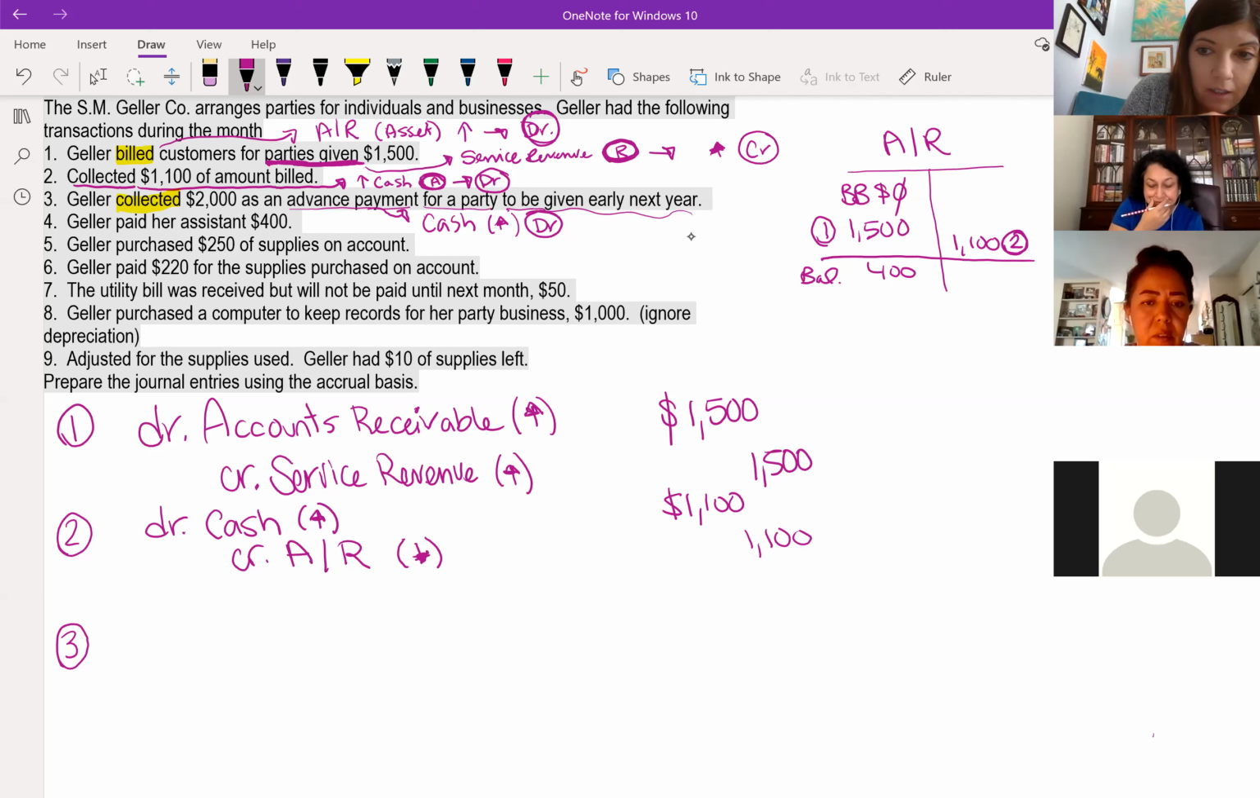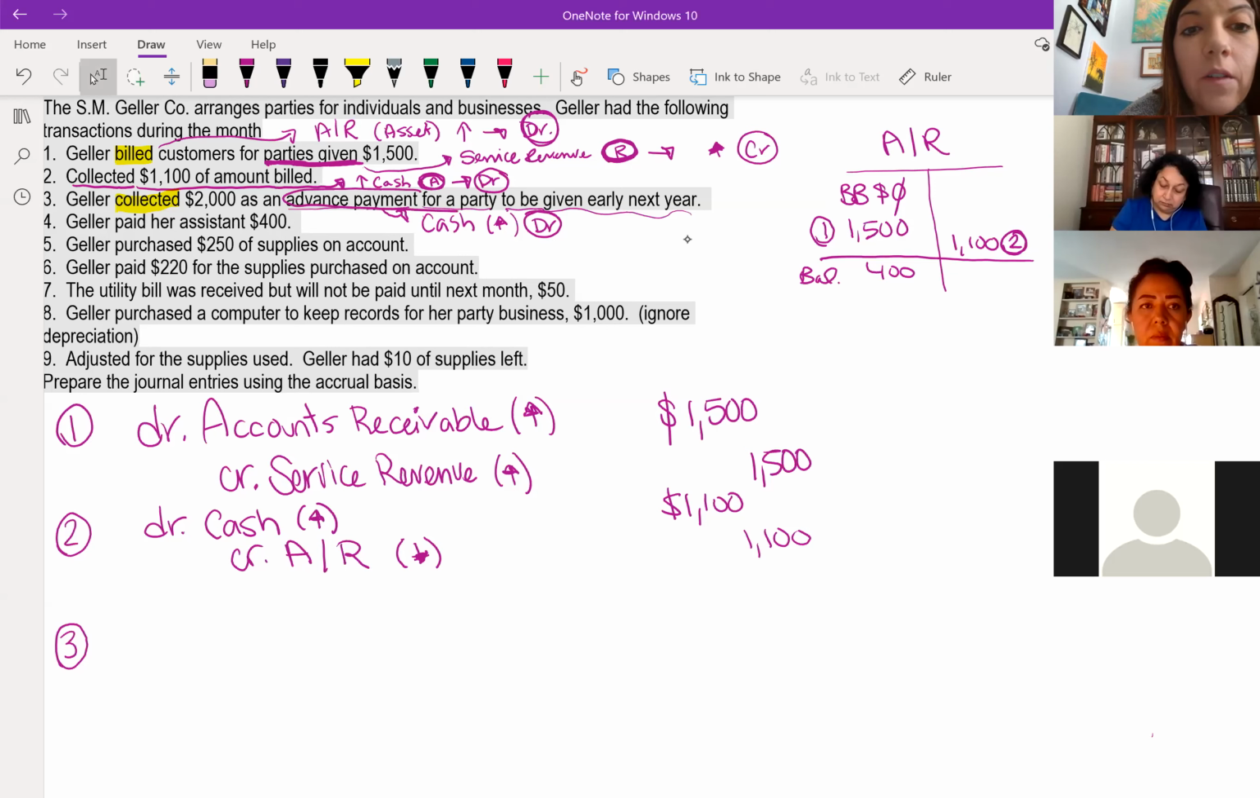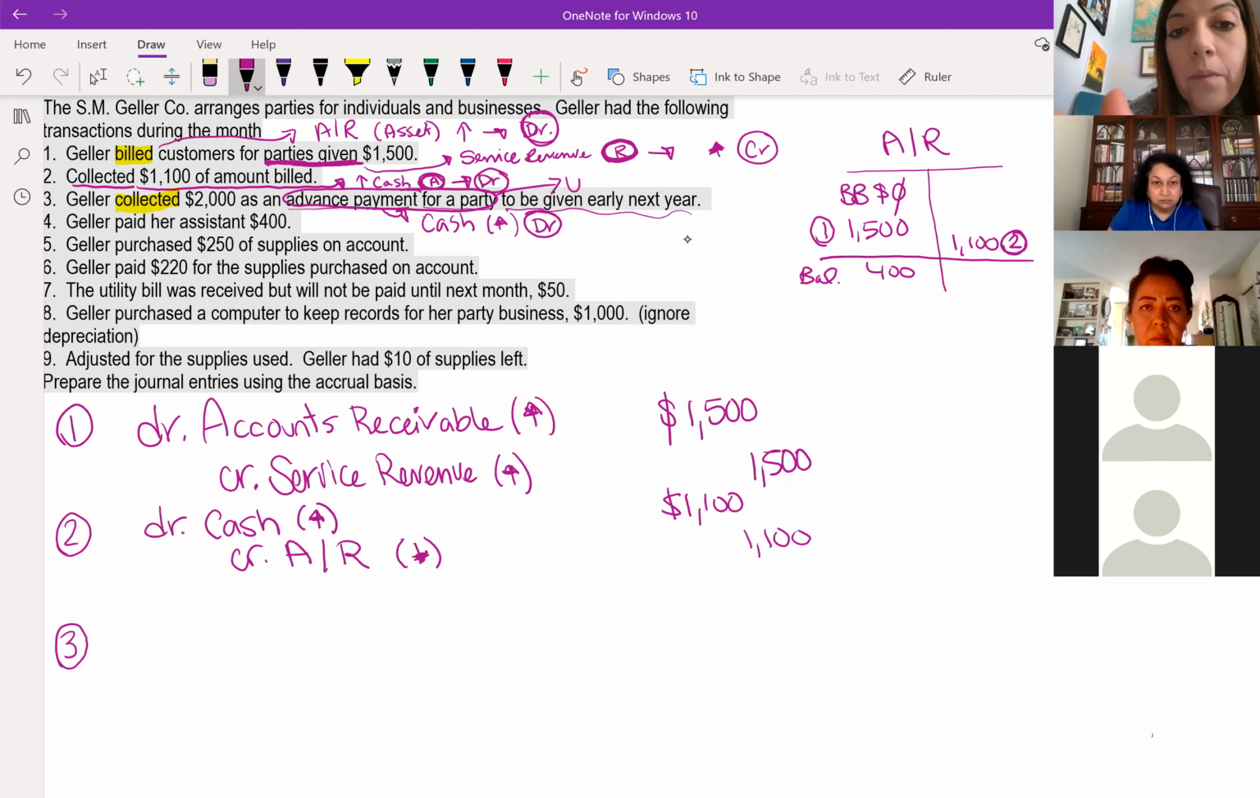And I'm going to check the chat to see. Unearned revenue, correct. So unearned revenue is also referred to as deferred revenue. It's the same thing. It is a liability because now we don't have an obligation to pay. We have an obligation to perform that service. We have to provide them with that party in the future. So that advance payment for a party is unearned revenue.